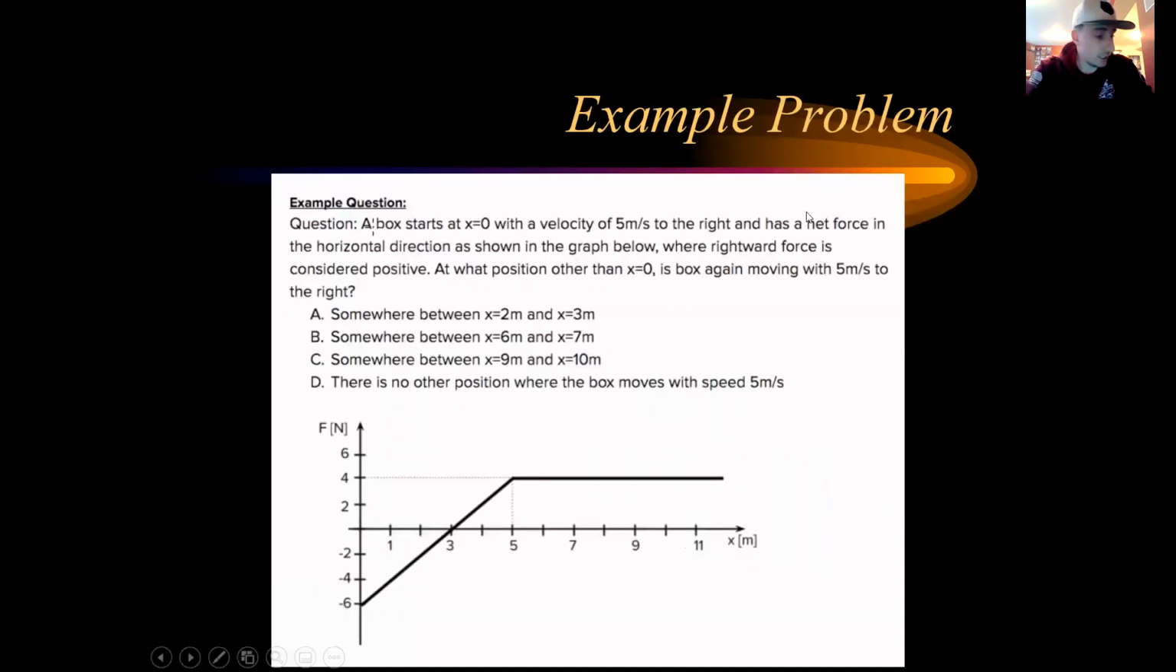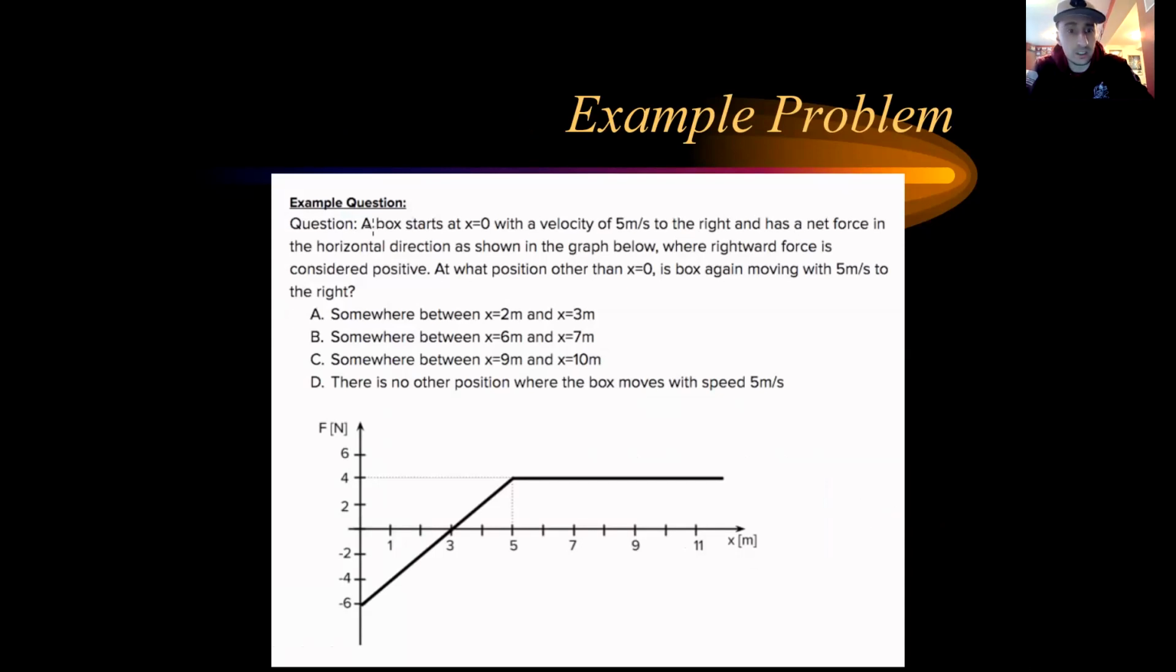A box starts at position x equals 0 with a velocity of 5 meters per second to the right and has a net force in the horizontal direction as shown in the graph below, where the rightward force is considered positive. So the key is the box is already moving to the right, and a rightward force, in other words, with the motion, is going to be positive.